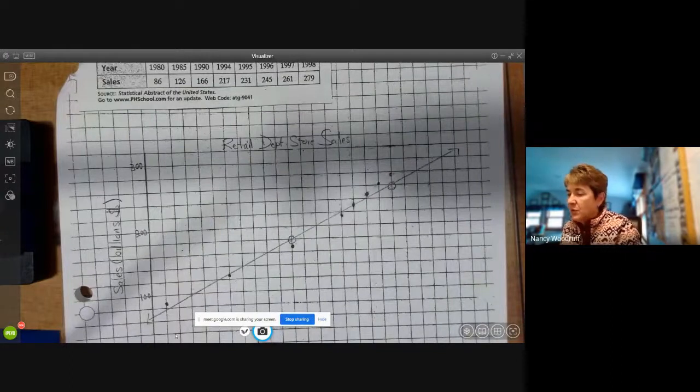And we're going to go over and do 2 more, which would be the fat versus calories and the attendance at the theme parks. That's coming next.